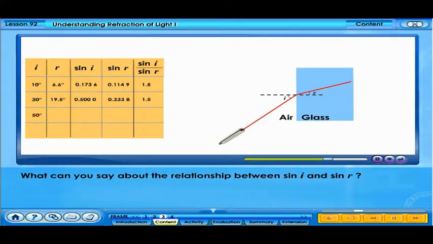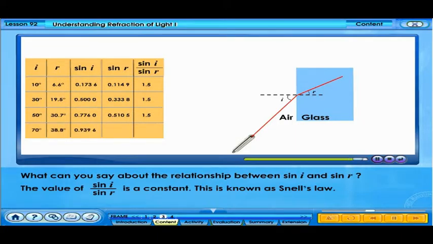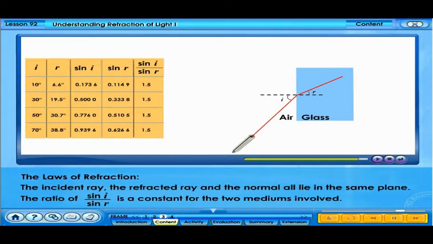What can you say about the relationship between sin i and sin r? The value of sin i over sin r is a constant. This is known as Snell's law. The value of sin i over sin r is named the refractive index of the medium, which in this case is glass. The ratio of sin i over sin r is a constant for the two mediums involved.